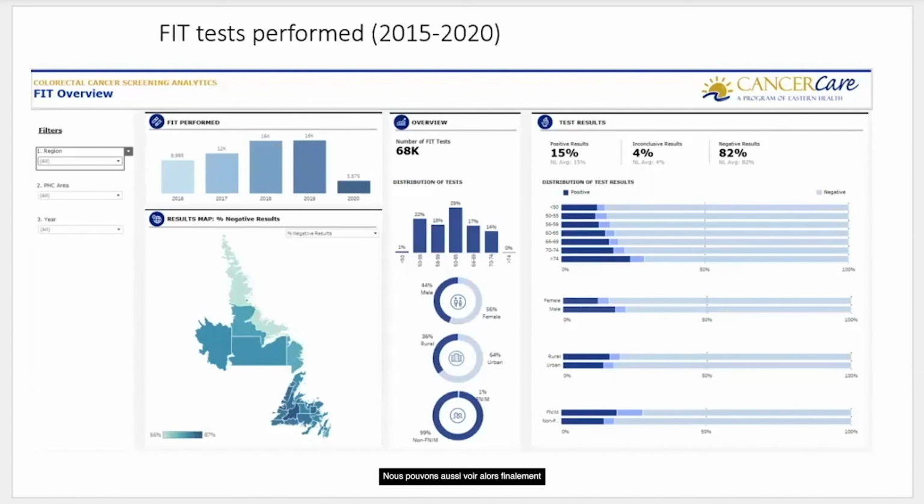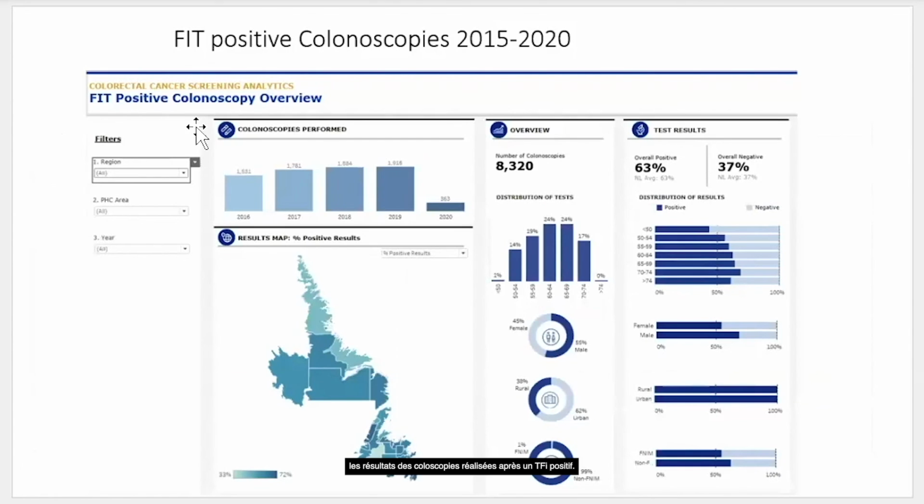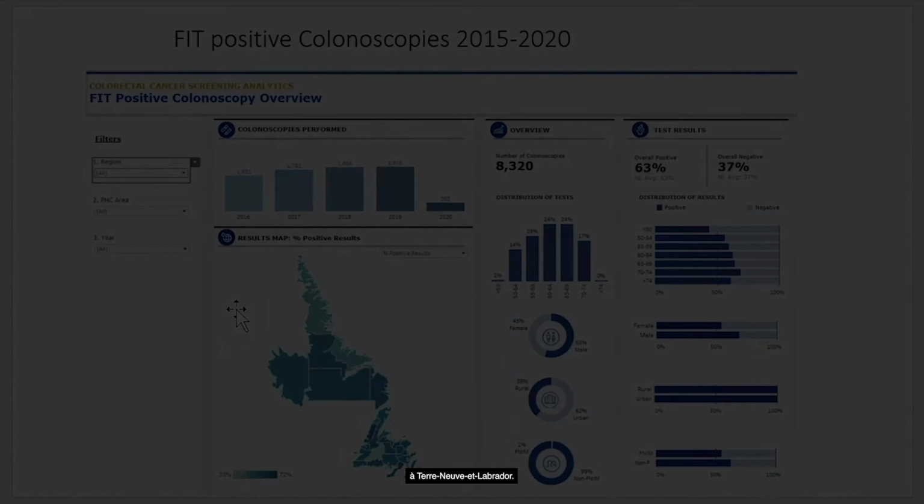We can also see our outcomes of fit positive colonoscopies. Again, you see an overall indication of colonoscopies performed in the province and our outcomes as we move along. It tells a story, but it allows a regional story. We can then take this data and develop strategies, work with partners and communities to allow them to better recruit and to better screen those for colon cancer in Newfoundland and Labrador.